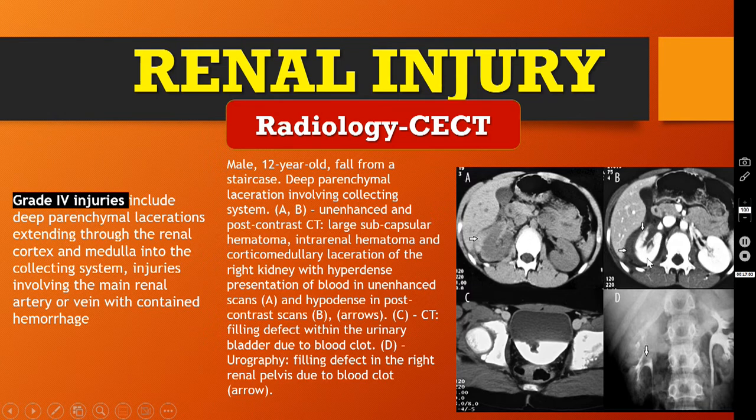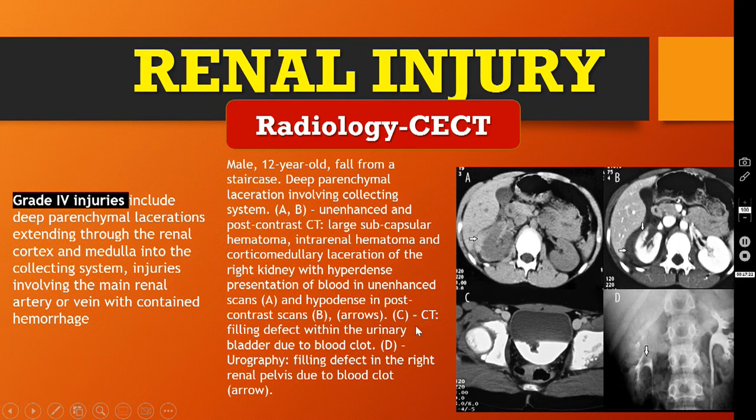Whereas in the contrast enhanced scan, you are seeing a hypodense area in the post-contrast scan. This is hypodense. This is the hyperdense area. Blood looks like this. Yeah. And you can see it, these arrows. This is the blood. And here, this is the blood.